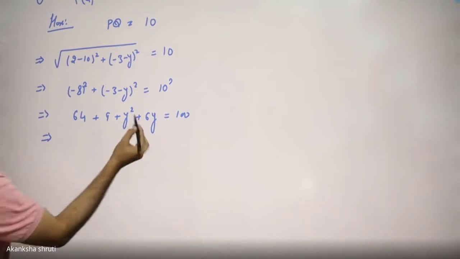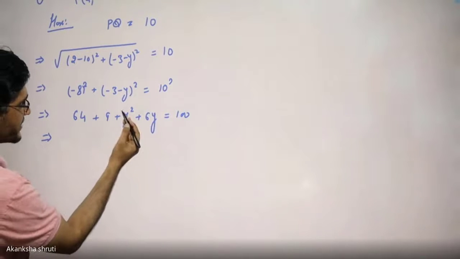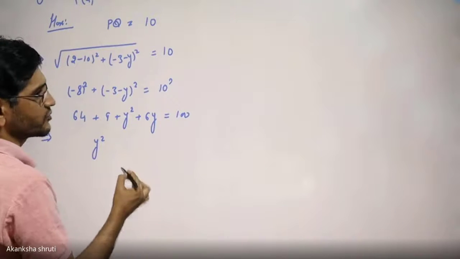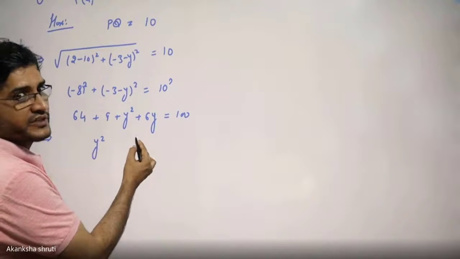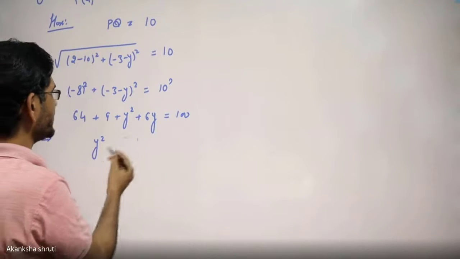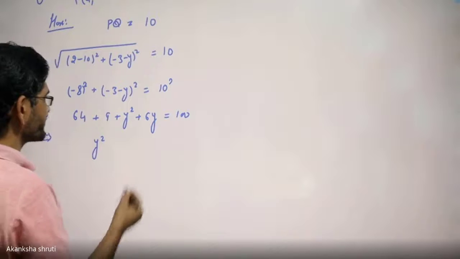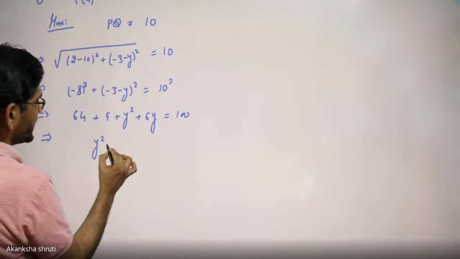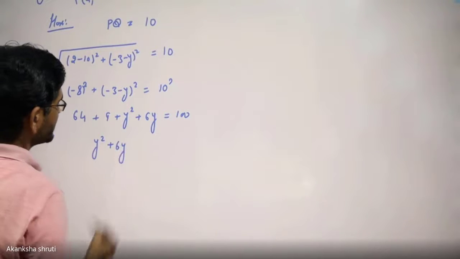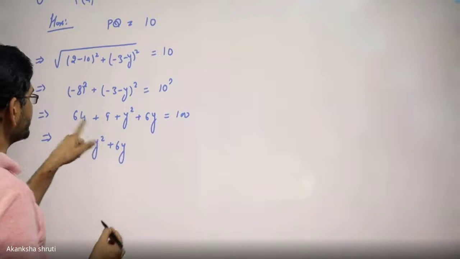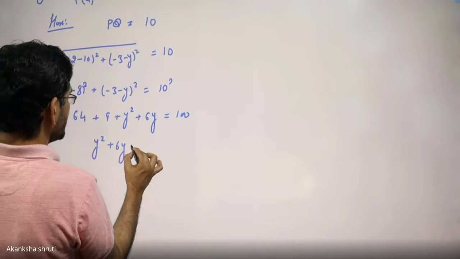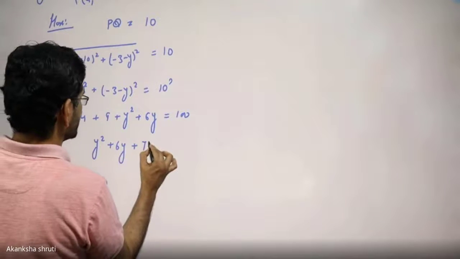Students, let us simplify this further. It is like y squared. Keep in mind, it is now a quadratic equation. The quadratic polynomial or quadratic equation, we have already learned how to solve by splitting the middle term. That we need to apply. Plus 6y. Now on the left hand side we have 64 plus 9, which is 73.